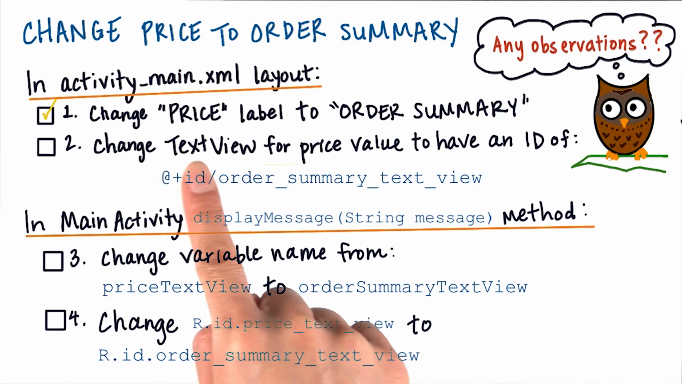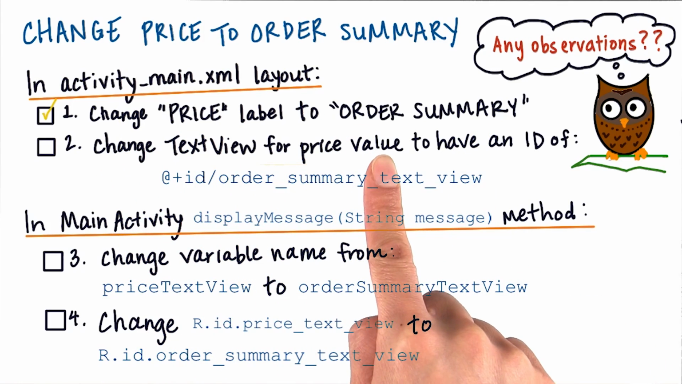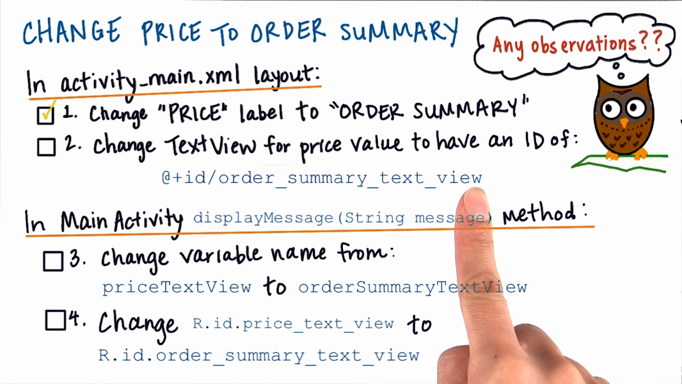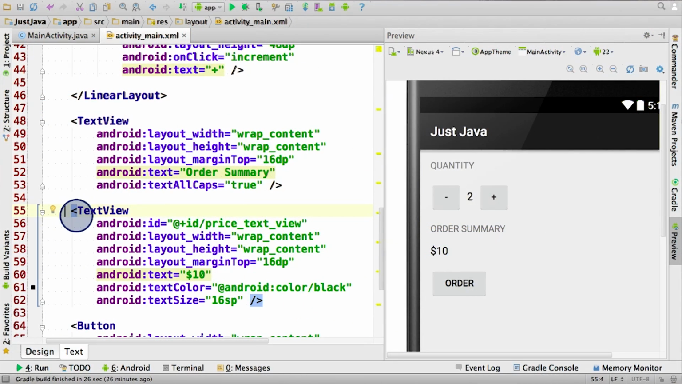The second task is to find the price value text view and change it to have an ID of this. If I move down to the next text view after the order summary header, then this is the price value text view, and it's highlighted here too. As requested, I'm going to change the ID to say order summary text view. Cool, so those are all the XML changes in the layout.